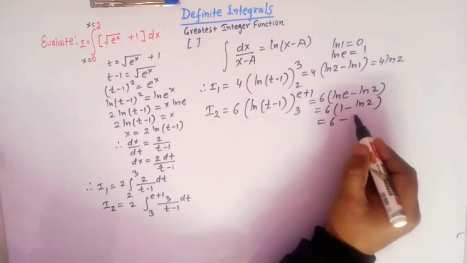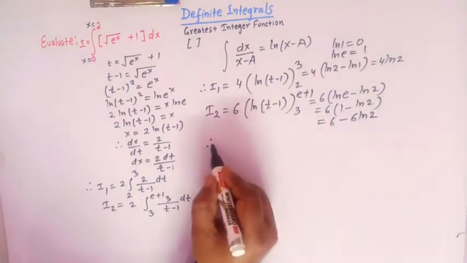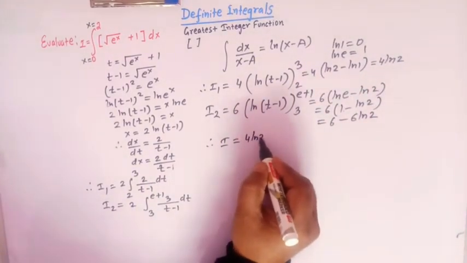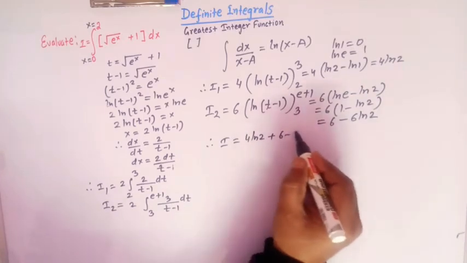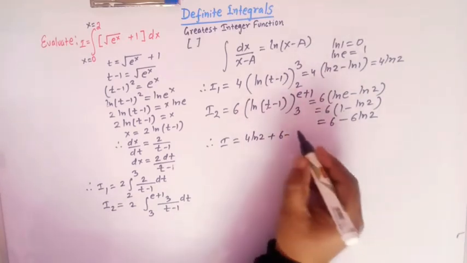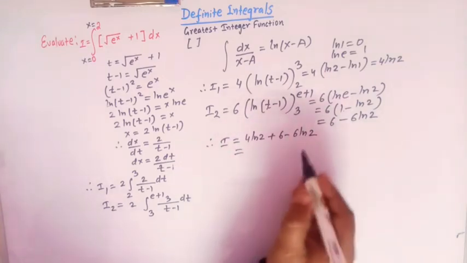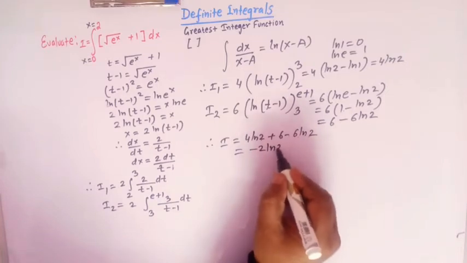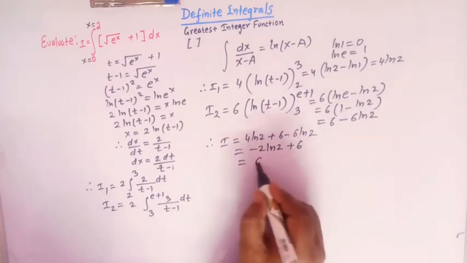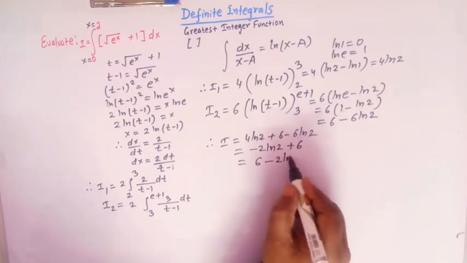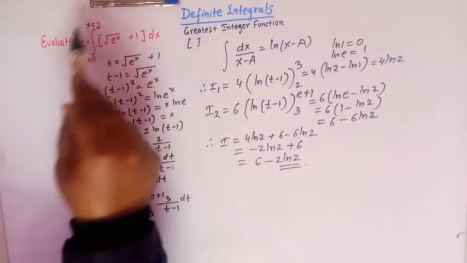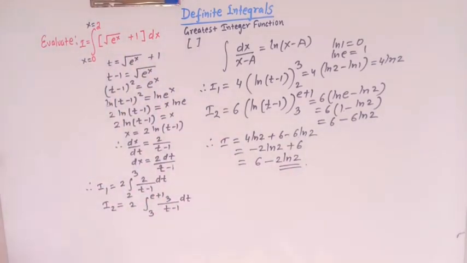So this is 6 ones are 6, 6 minus 6 log 2, and now I is equal to I1 plus I2, and I1 is 4 log 2, and I2 is 6 minus 6 log 2, so 4 log 2 minus 6 log 2 is minus 2 log 2 plus 6, which can be written as 6 minus 2 log 2, right? So viewers, the value of this given integral is given by 6 minus 2 log 2.